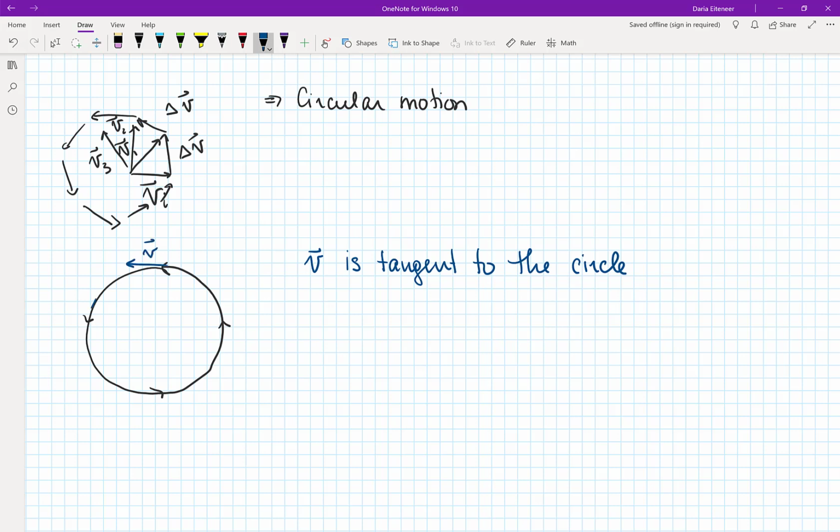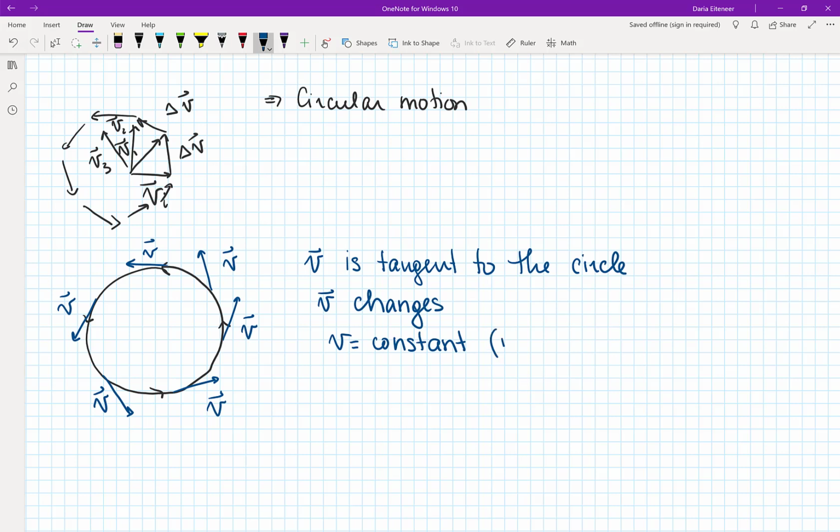So I'm just gonna pick a few points and draw velocity vector tangent to the circle. The way I'm trying to draw these is in such a way that speed stays constant. So velocity obviously changes because direction changes, but speed is constant. I hope you guys remember that we refer to motion with constant speed as uniform motion.